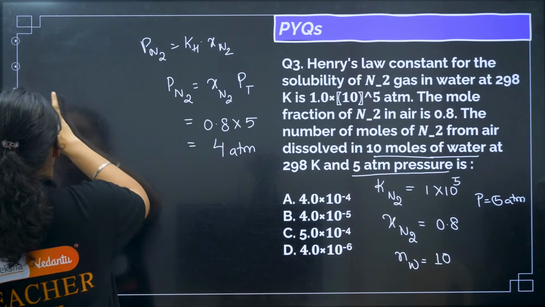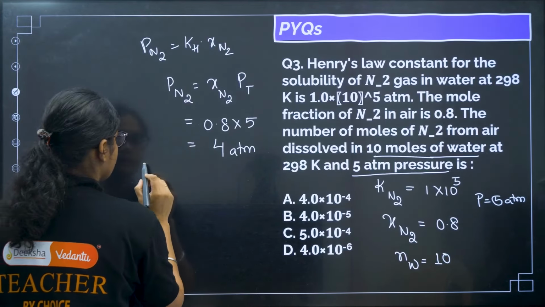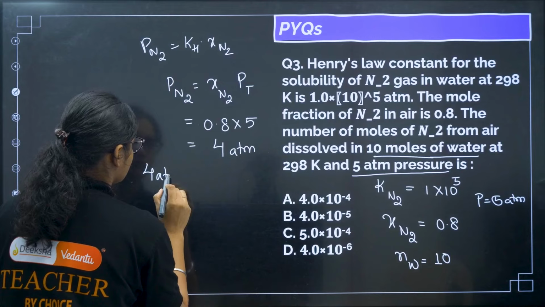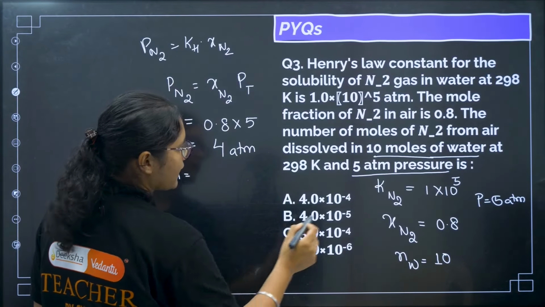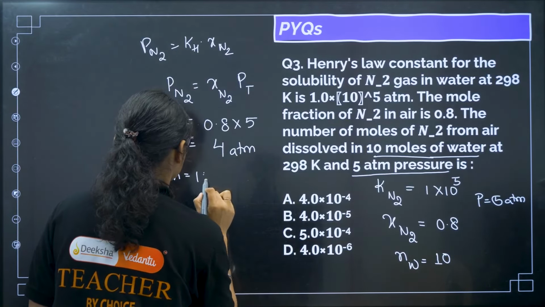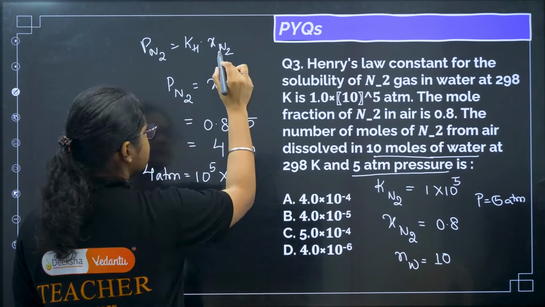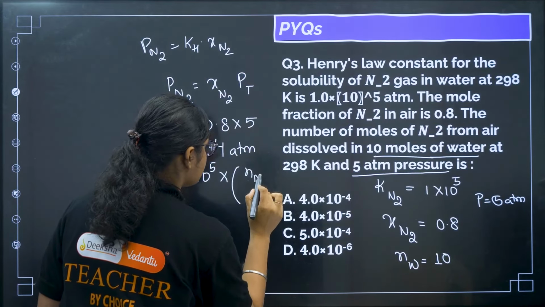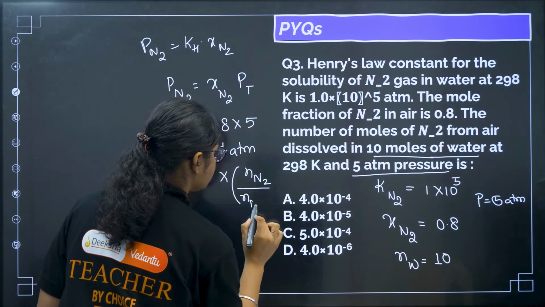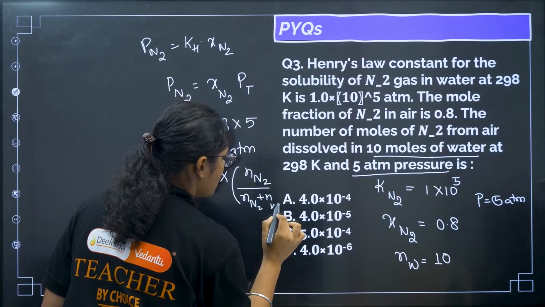Okay, now one more thing, pressure of N2 is 4 atm, and we have the KH value given as 10 to the power of 5. Okay, and mole fraction of nitrogen is number of moles of nitrogen by number of moles of nitrogen plus number of moles of water, right?